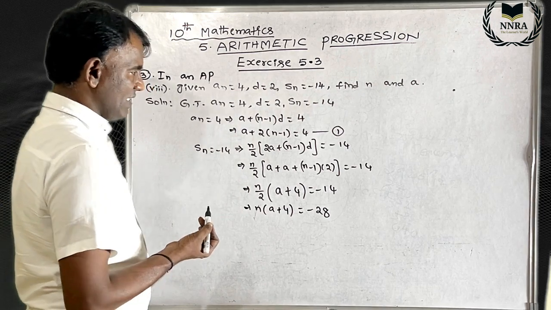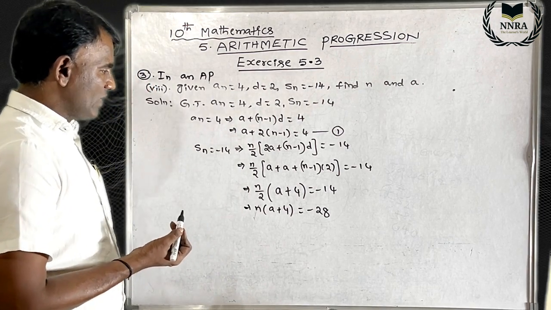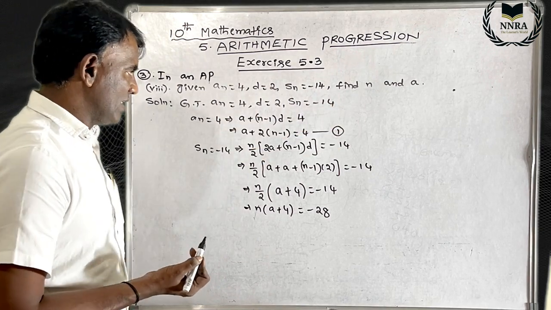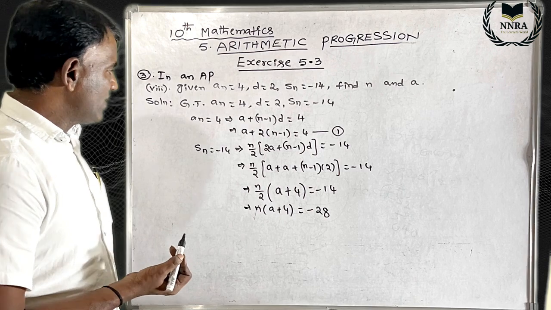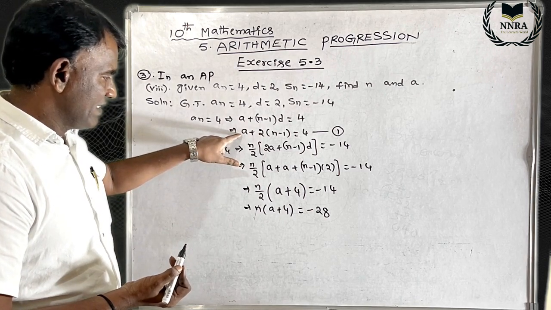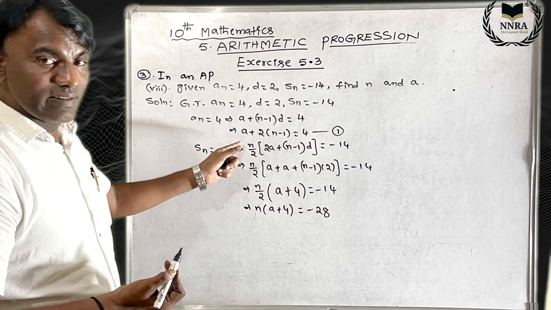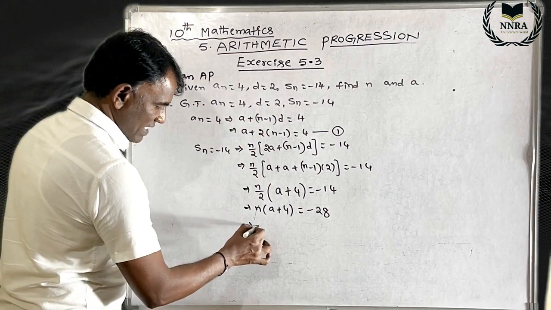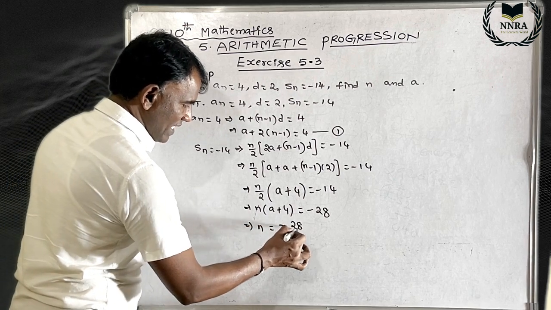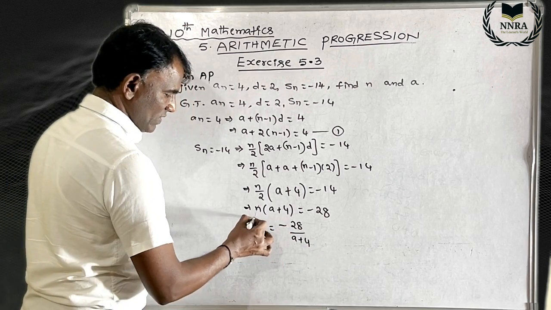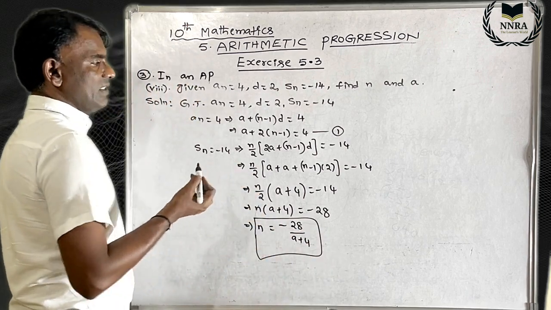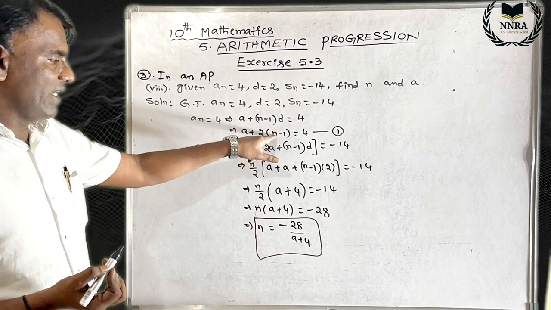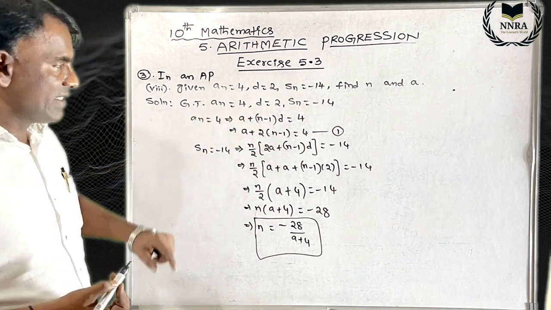Then after this, do one thing. Here we want the a value and the n value, both are unknown values, and they asked for those two values only. Then how to find that? Suppose if we substitute the a value here or the n value, then we get one of the unknown constants. And from this, n equal to minus 28 divided by a plus 4. Now this is the value of n. Now substitute this n value in this place.